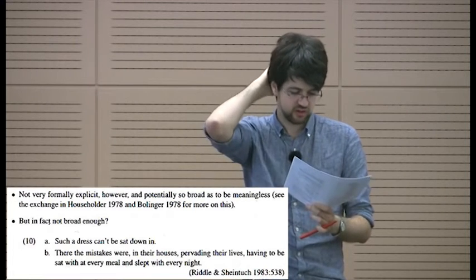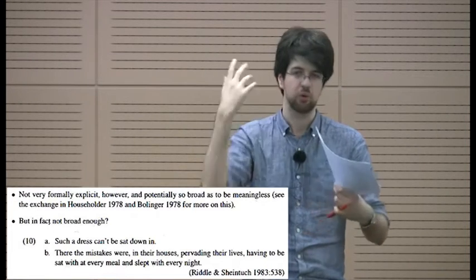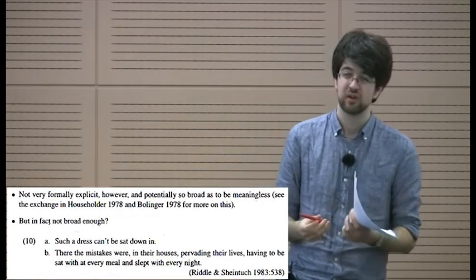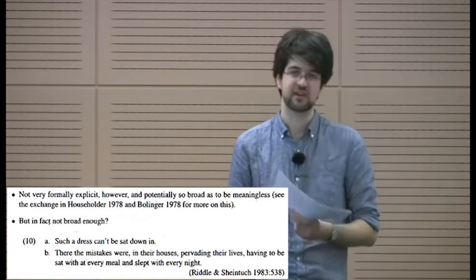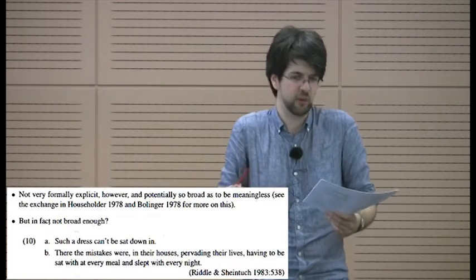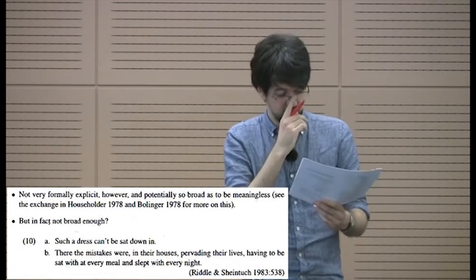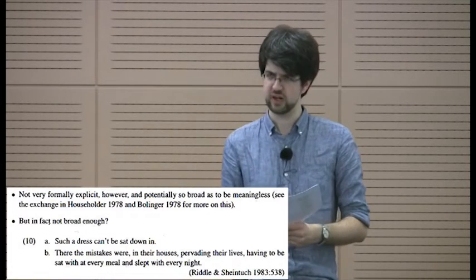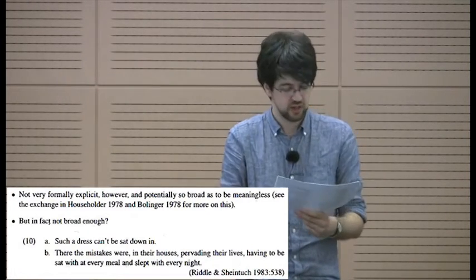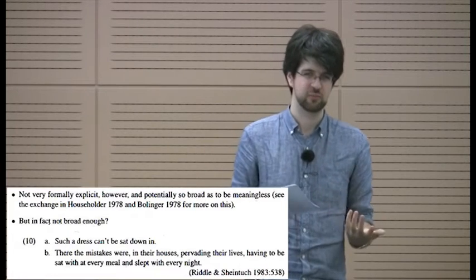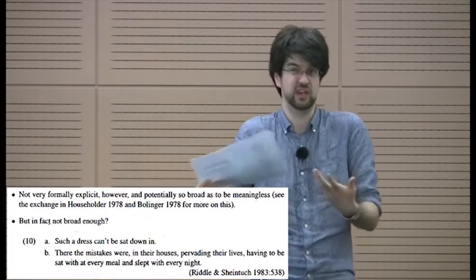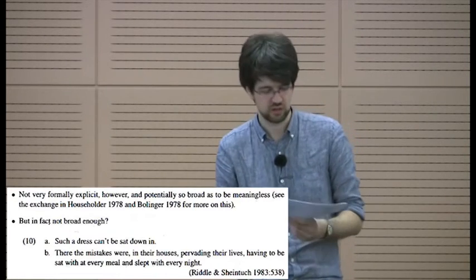So Riddle and Schieffelin took this to task and came up with a number of examples from literature and from elsewhere, which seem to, A, not satisfy the affectedness condition, and B, actually kind of go against it, you know, the inverse. So in 10, we have the example, such a dress can't be sat down in, which seems fine to me. But in this case, it's not the dress that's being affected by the passive predicate, right? If anything, it's the thing doing the affecting, it's kind of stopping somebody sitting down.